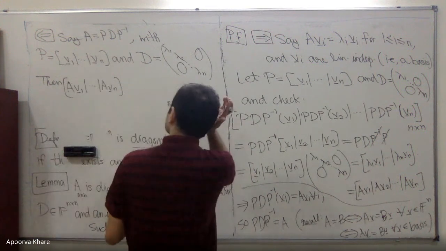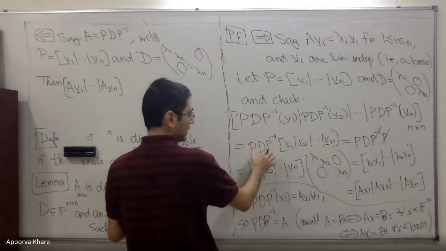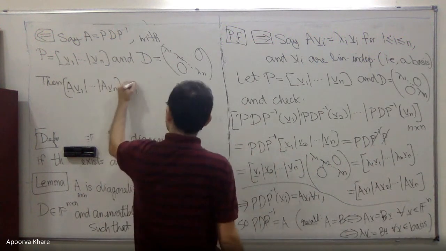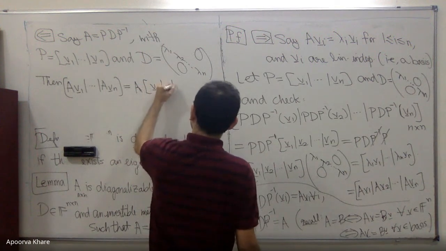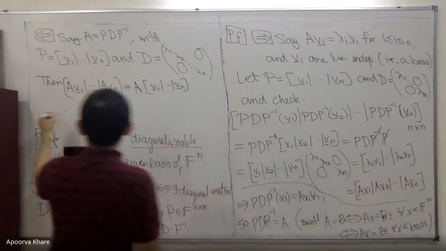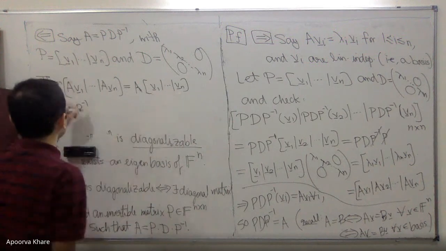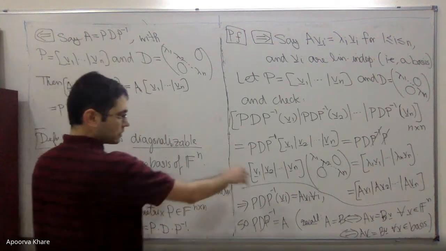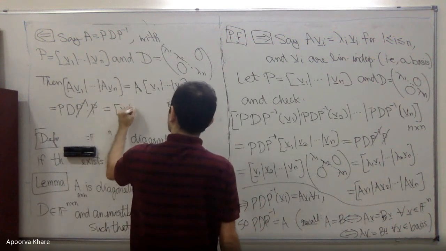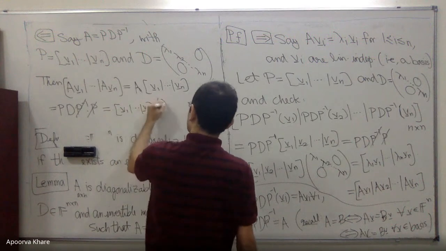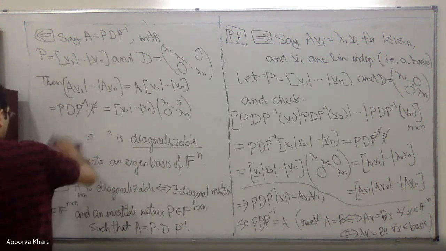A V1 up to A Vn. Now instead of starting with P D, I'm starting with the A's. Now I take A times V1 to Vn. But what was A? A was P times D times P inverse, and this matrix is P. This is P times D, which is V1 to Vn times lambda 1 to lambda n, and you know what that is. That is equal to lambda I VI.